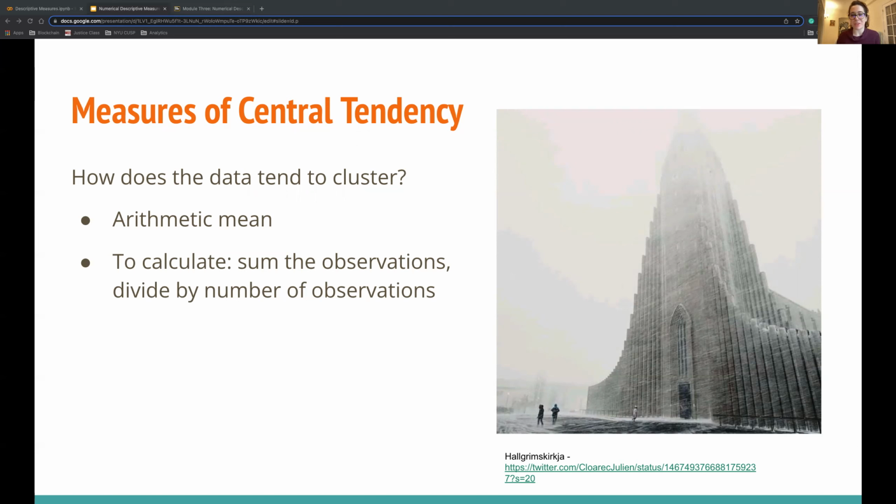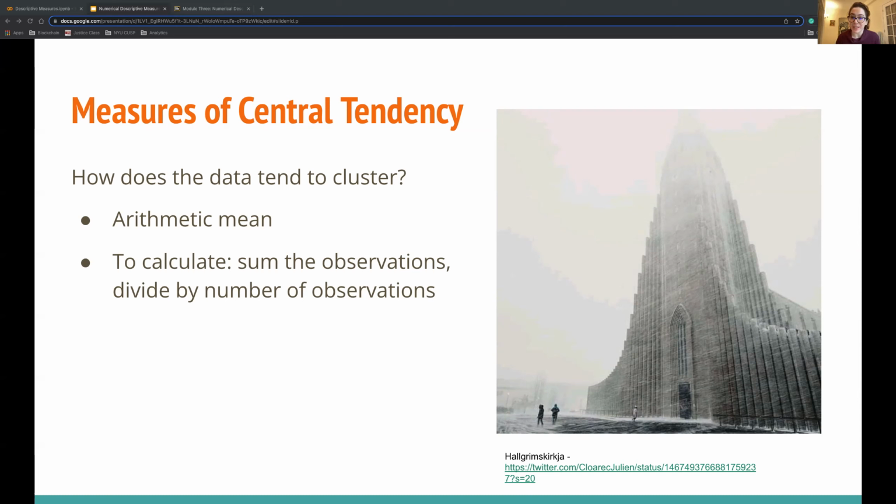We use the mean to measure central location. We can consider this the average, or where the data tends to cluster. This building is a church in Reykjavik, Iceland, and the middle height would likely be somewhere in the middle of all towers. I just think architecturally it's a cool building, and it'll start to show what we'll be looking at when it comes to central tendency, because this design is a perfect example of that.